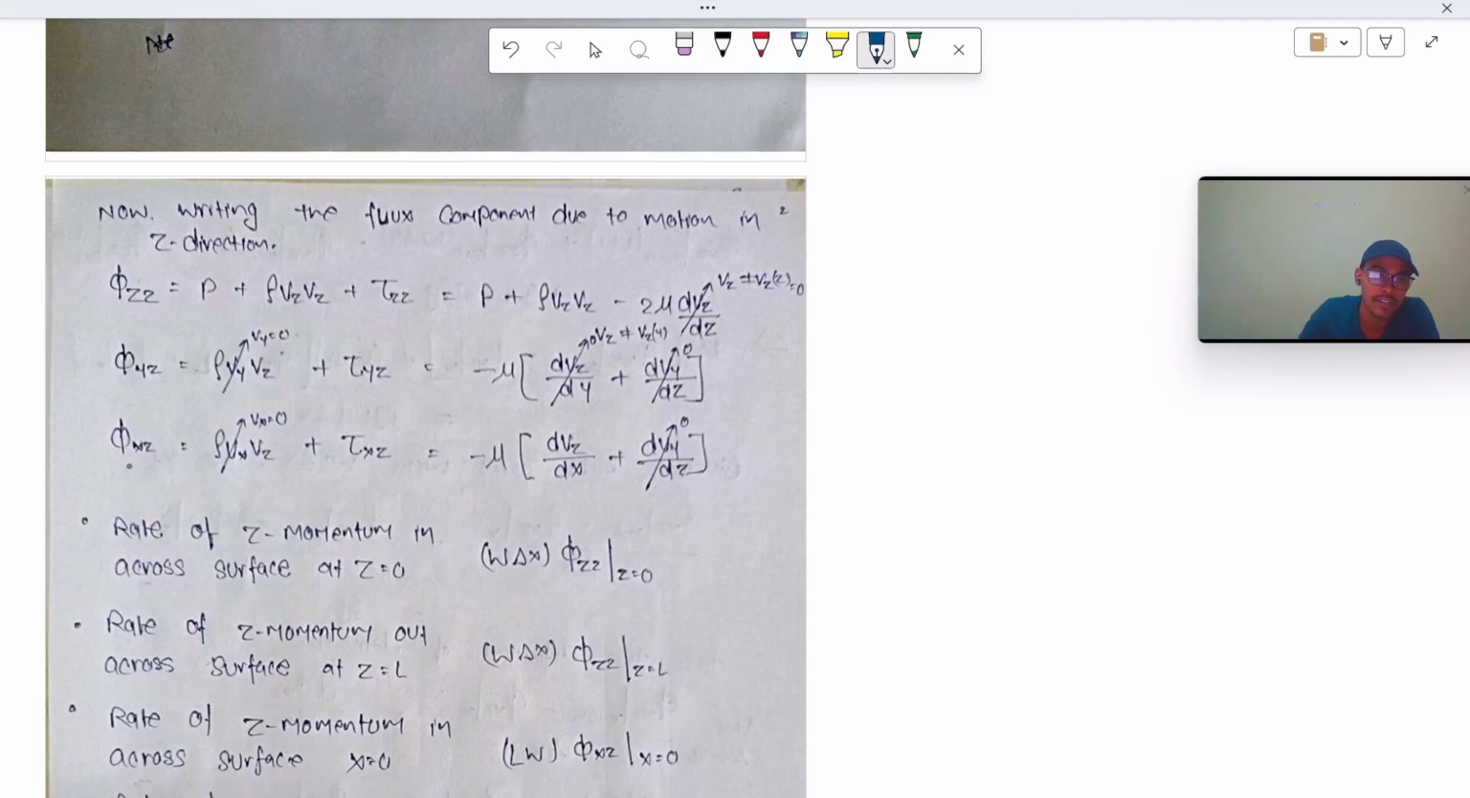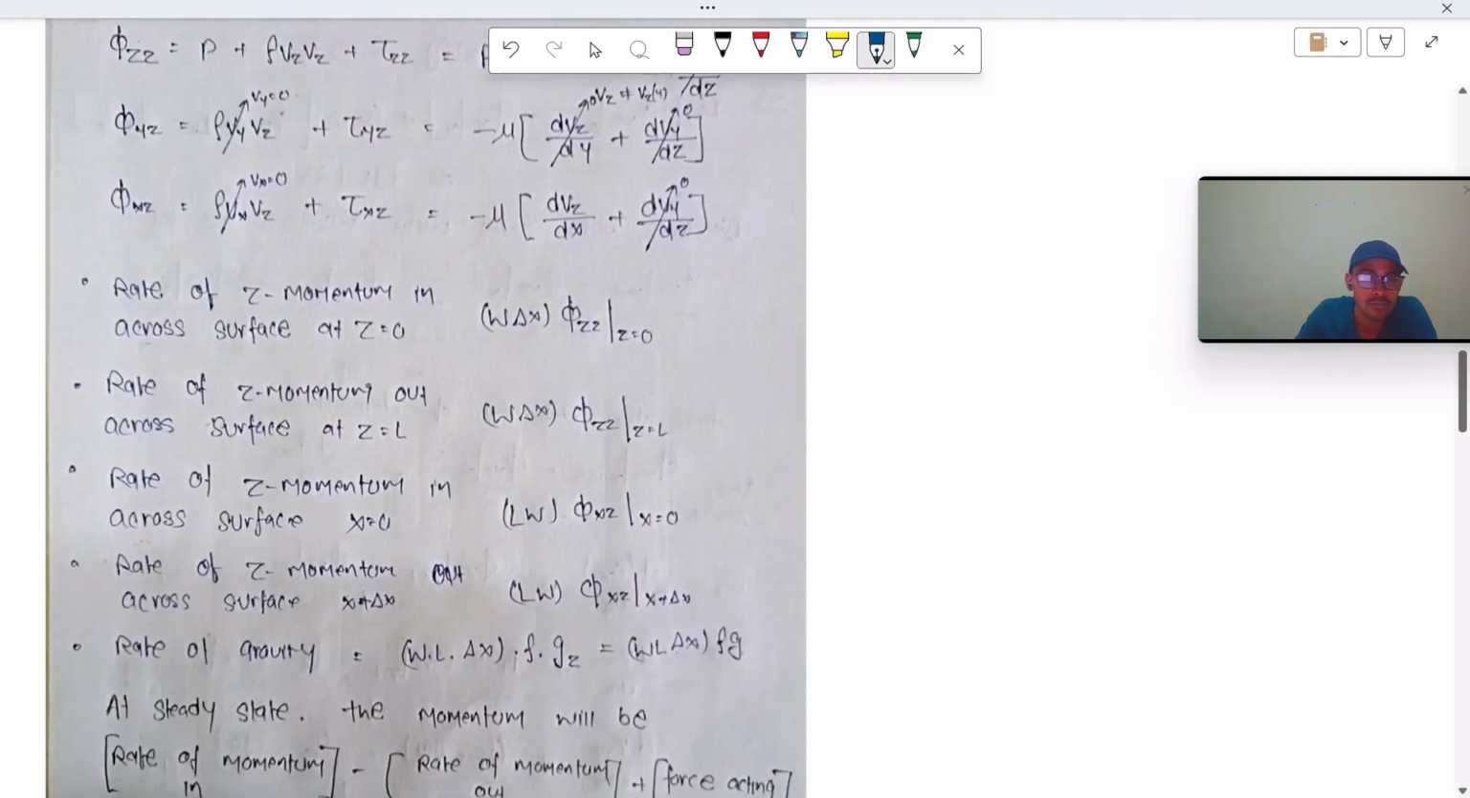Now coming to the third, phi xz, which includes rho vx times vz. Since vx is 0, there is no velocity in the x direction, so that term will be 0. The remaining term is tau xz, which is minus mu times (dvz/dx plus dvx/dz). Here vz is a function of x, so this term will be non-zero, and the other term will be 0.